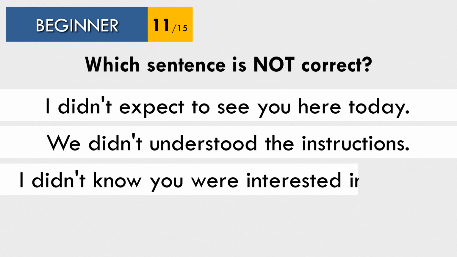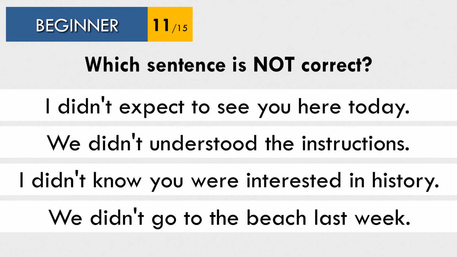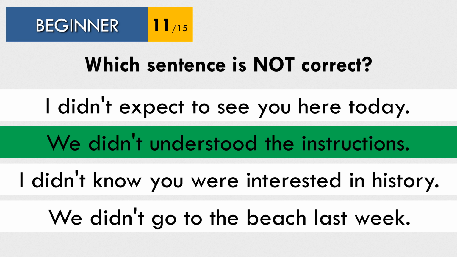Question 11. Which sentence is not correct? The sentence that is not correct is, we didn't understood the instructions. The correct sentence should be, we didn't understand the instructions. The verb understood should be in its base form, understand, when used with didn't to form the negative past tense.